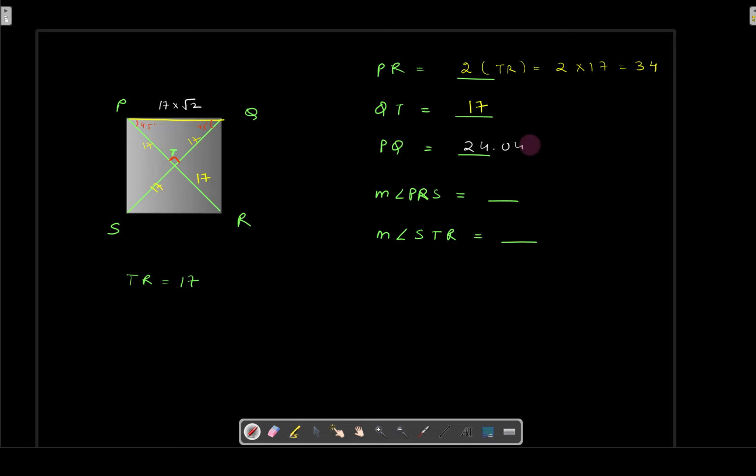Then we have the measure of angle PRS. So PRS is this angle. We know that's 45 degrees because angles are bisected. Then STR is this angle, well, that is going to be 90 degrees because diagonals bisect at right angles.